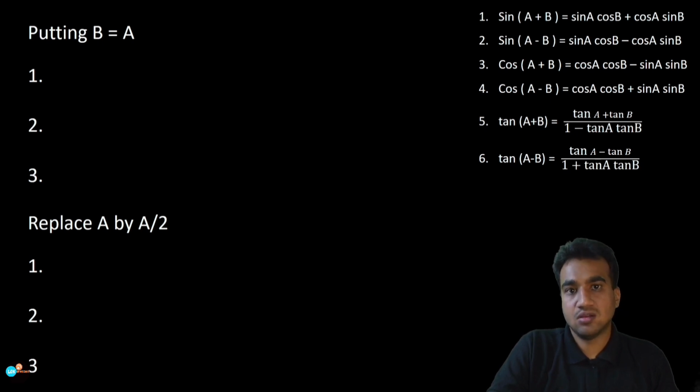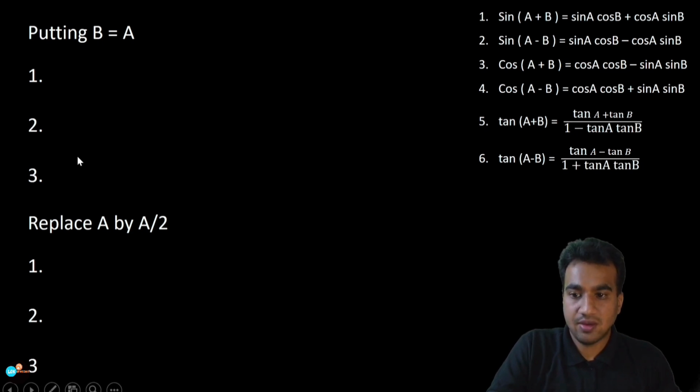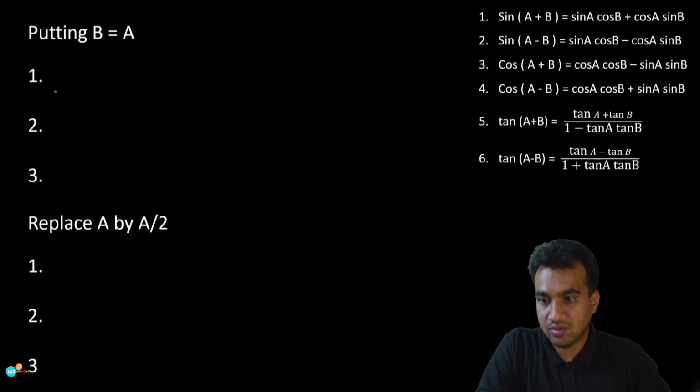ಇವಾಗ ಇವನ್ ಮೋರ್ ಇಂಪಾರ್ಟೆಂಟ್ ಐಡೆಂಟಿಟೀಸ್ ಆರ್ ಗೋಯಿಂಗ್ ಟು ಕಮ್. ಆ ಐಡೆಂಟಿಟೀಸ್ ಬರಬೇಕು ಅಂತಂದರೆ ವಿ ಹ್ಯಾವ್ ಟು ಪುಟ್ b is equal to a in this formula. Okay, now let me put b is equal to a in this first formula.